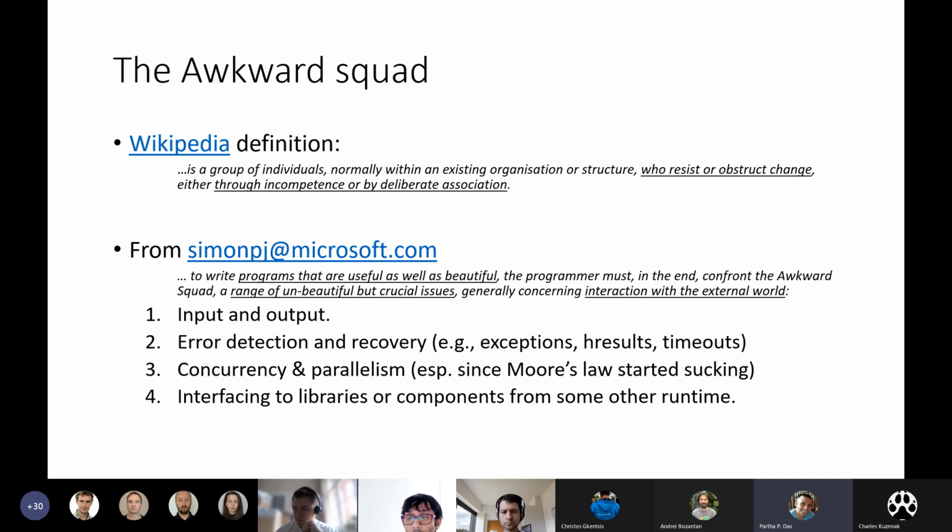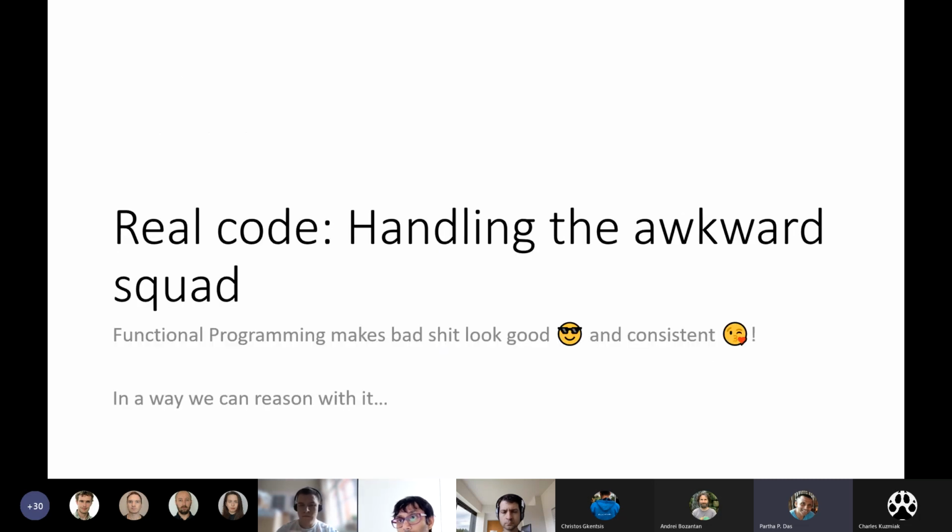Right, so this is essentially the awkward squad. Let me get straight down to handling the awkward squad. The main elevator pitch for functional programming is that it makes this bad stuff look good. And not just look good, in essence, you learn about 7 patterns, and using the 7 patterns, you handle all combinations of the awkward squad. It's just those 7 patterns.